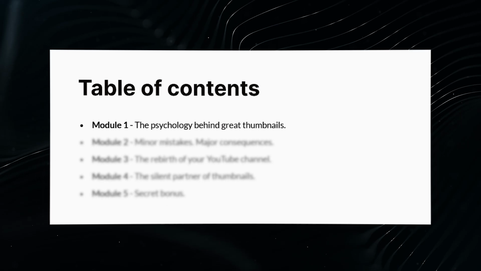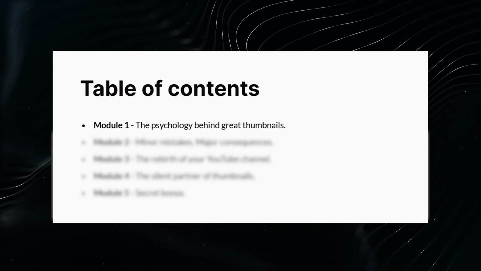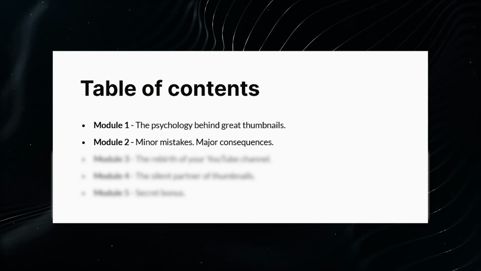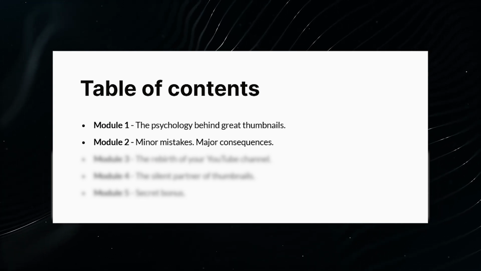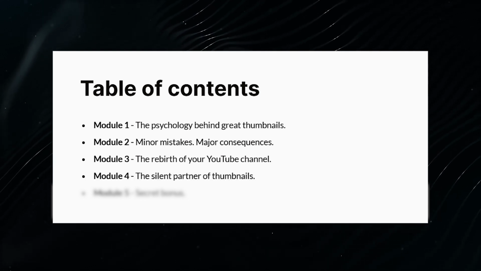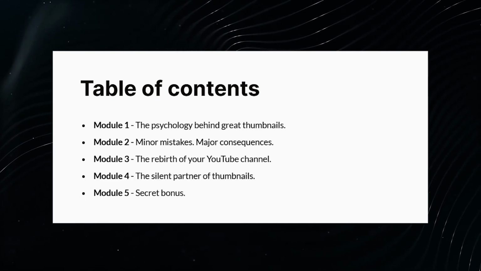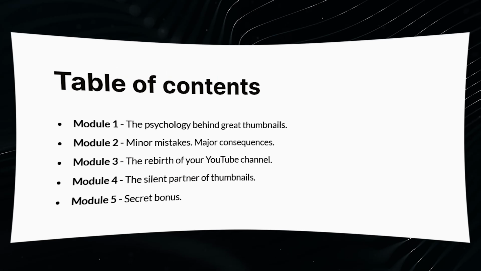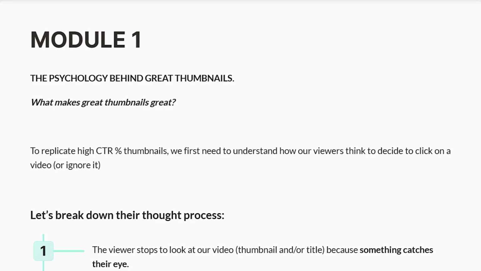But besides that, here's actually the table of contents that we will be reviewing in this video. So first thing, module 1 is the psychology behind great thumbnails. Module 2 is going to be minor mistakes, major consequences when it comes to thumbnail designs. Module 3 is going to be the rebirth of your YouTube channel. Module 4, the silent partner of thumbnails. And Module 5, that is a secret bonus. You'll be reviewing this in the written document that you can get access to, again, in the description. So let's get started. So for the first module, the psychology behind great thumbnails.